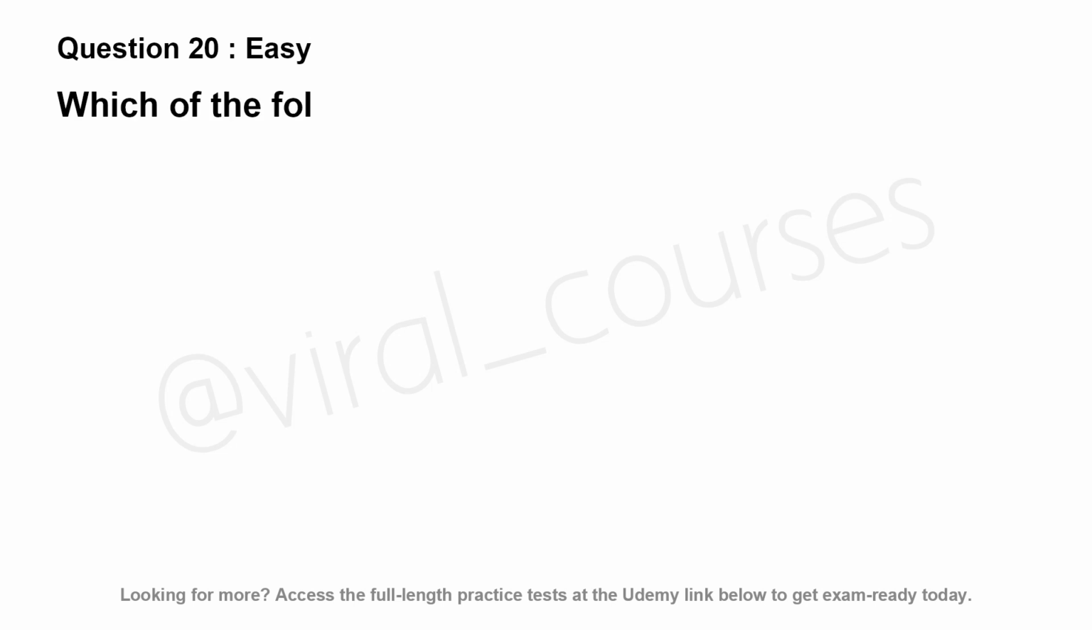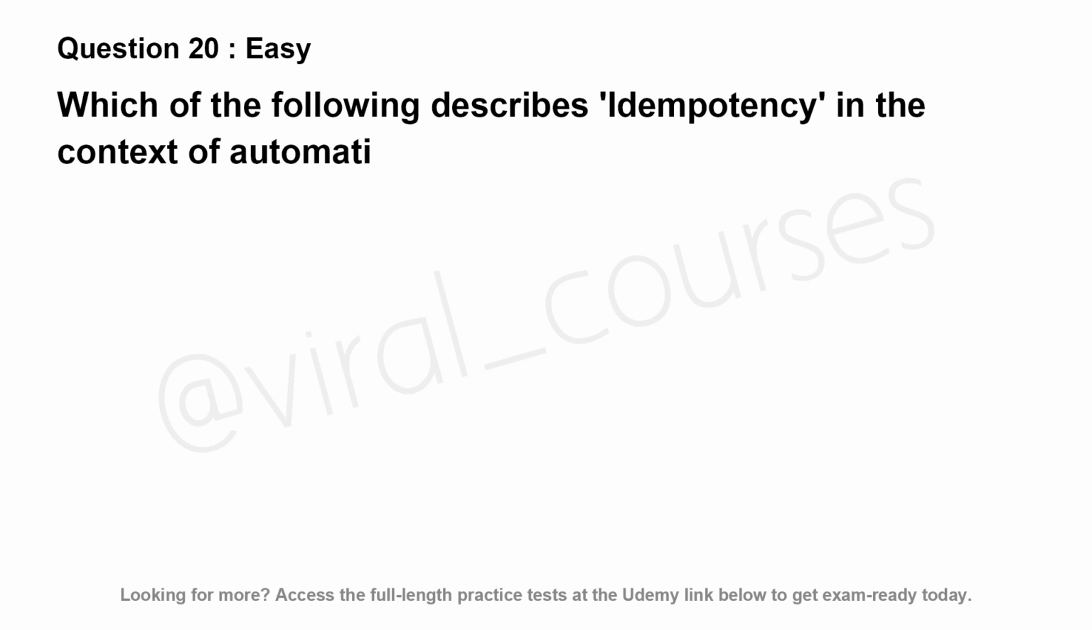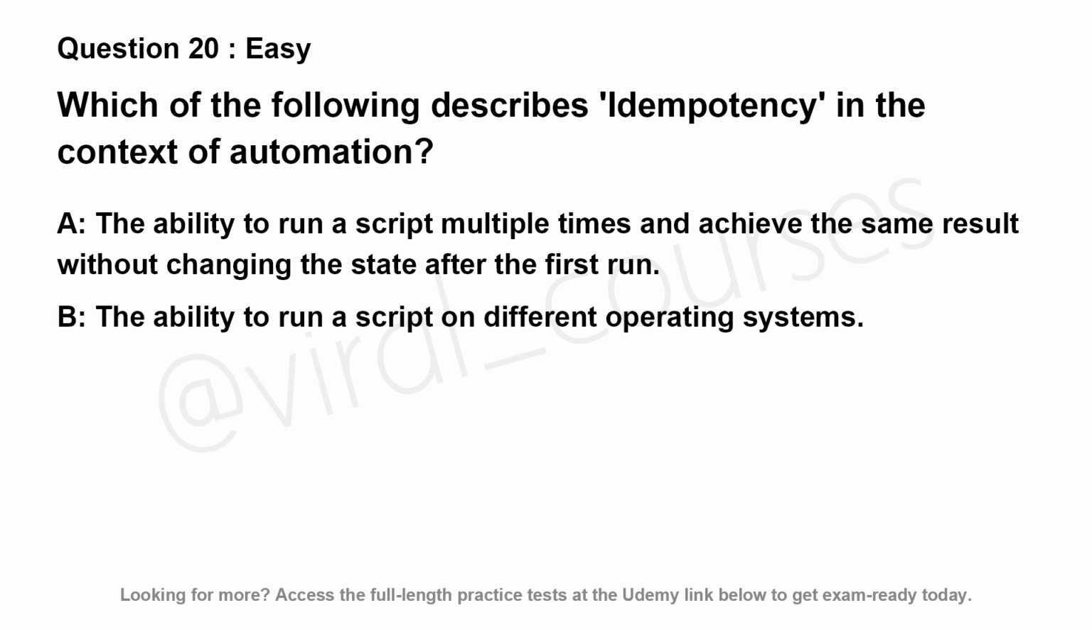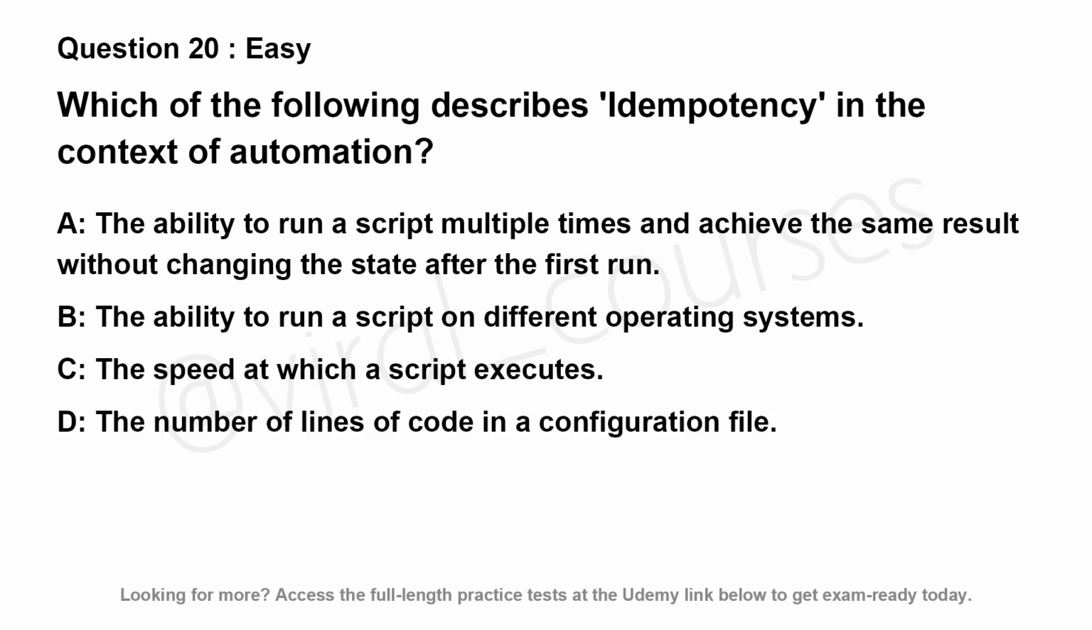Which of the following describes idempotency in the context of automation? Option A. The ability to run a script multiple times and achieve the same result without changing the state after the first run. Option B. The ability to run a script on different operating systems. Option C. The speed at which a script executes. Option D. The number of lines of code in a configuration file.